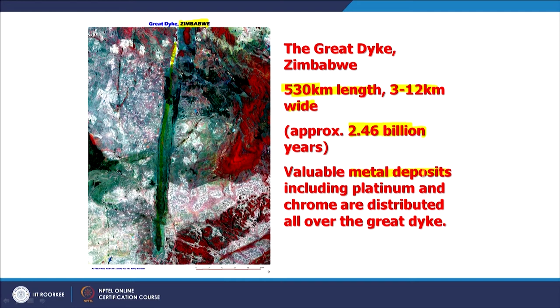We have seen folds, anticlinal folds and other things where oil and natural gas is being exploited. Similarly, we are seeing a dike through image interpretation, and these can be valuable metal deposits or ore deposit areas which one can use. So, depending on where it is located, what the association is, what the color is and other things, we can identify it.